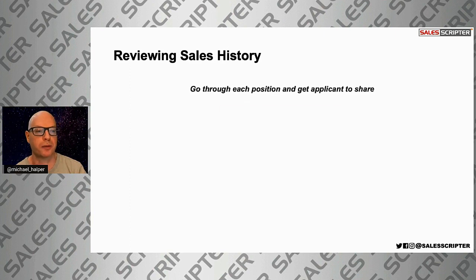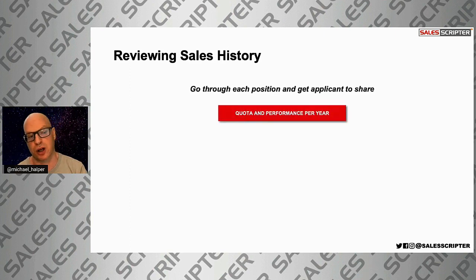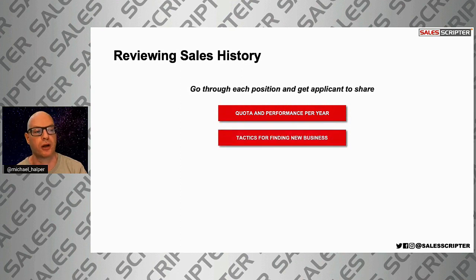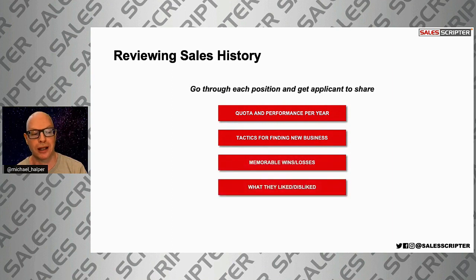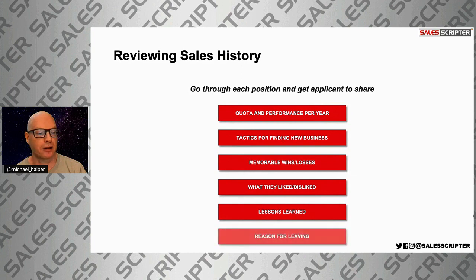But go through each position and ask the applicant to share with you their quota and performance against the quota for each year. Get them to share with you tactics for finding new business. Get them to share memorable wins and losses, what they liked or disliked, any lessons learned, and most importantly, most likely they've changed jobs in their sales history, and find out why they left each job. This is going to be really good data.